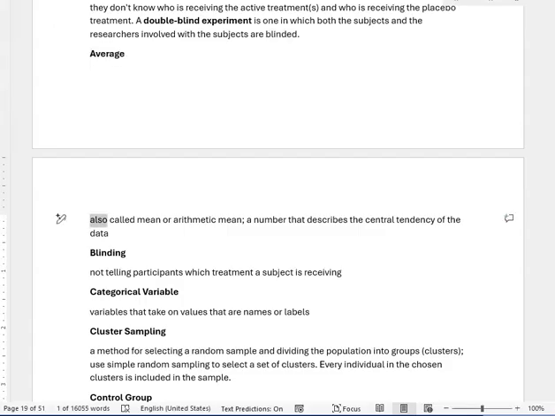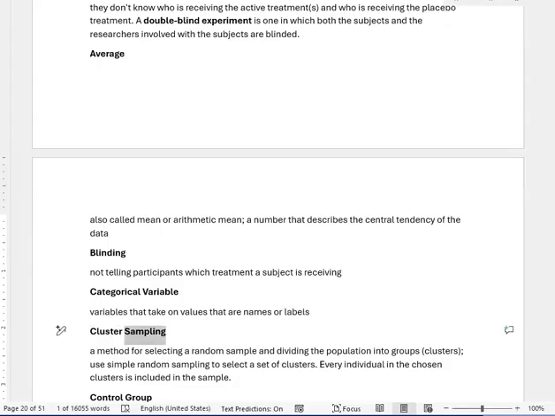Average. Also called mean or arithmetic mean, a number that describes the central tendency of the data. Blinding. Not telling participants which treatment a subject is receiving. Categorical variable. Variables that take on values that are names or labels.